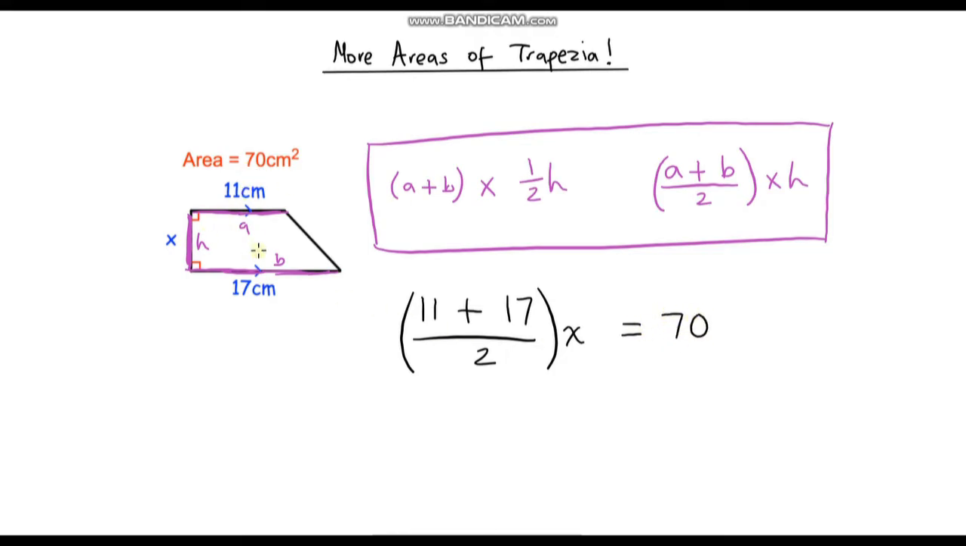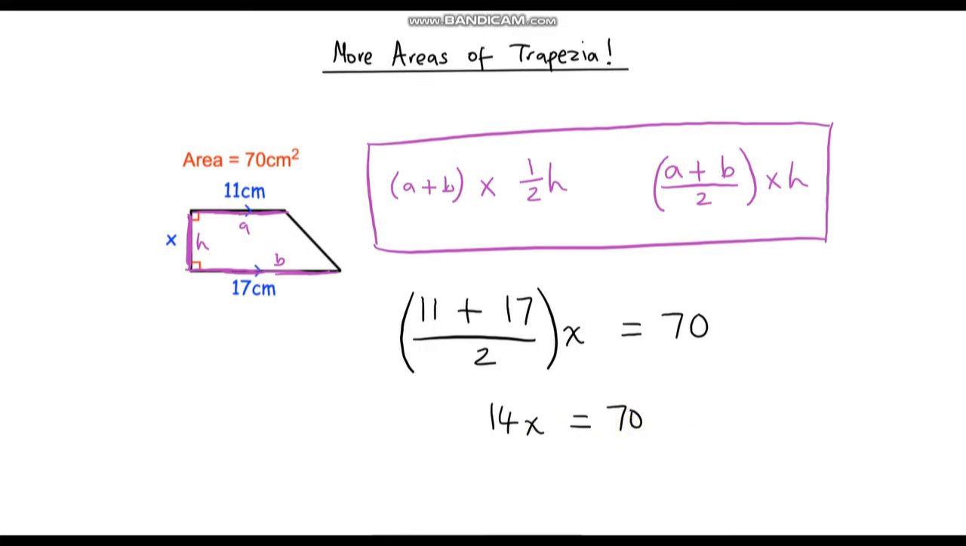So we've got all of these different numbers here. The thing we're missing is x, which is our height. So first of all, let's work out what's in the brackets. 11 plus 17 gives us 28. 28 divided by 2 is 14. So we now know that 14 times our height is equal to 70.